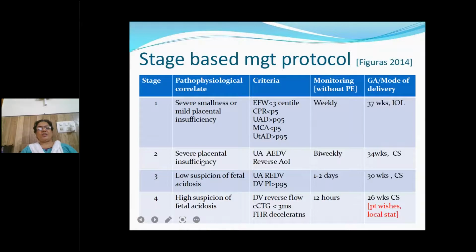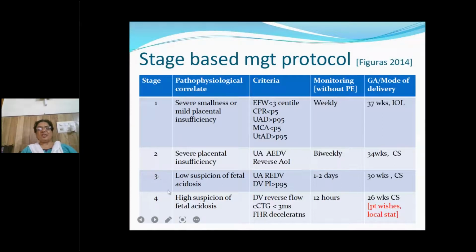In stage 2, there is a severe placental insufficiency as demonstrated by the absence of end diastolic flow in the umbilical artery. So once you see these changes, we monitor the patient's Dopplers bi-weekly, and by 34 weeks the fetus is delivered, and the recommendation here is to deliver by a cesarean section because the baby is now so hypoxic that it may not be able to take the stress of normal labor.